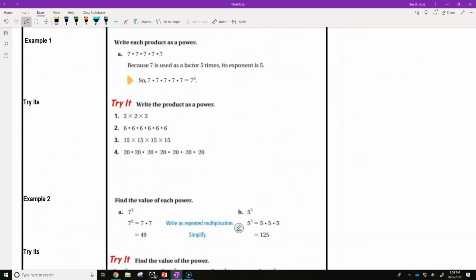So, on example 1, it says 7 times 7 times 7 times 7 times 7. Because 7 is the factor. We see that that's the base that's being repeated over and over. And it was repeated 5 times. Its exponent is 5. To draw this out very easy, I repeated the number 7, so that becomes the base. All about that base.